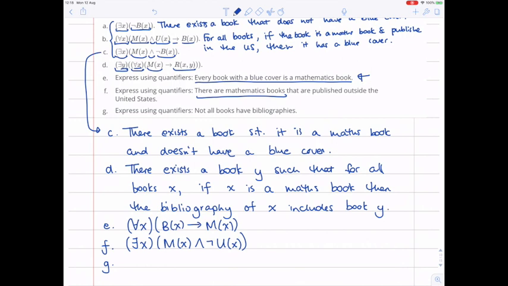All right, now we want to say not all books have bibliographies. Now this one takes a little bit of thinking. So we want to say that there is a book that doesn't have a bibliography. This is where it's useful being able to switch between "not all" and "there exists at least one without." So we want to say there exists a book, and now we want to say it doesn't have a bibliography.